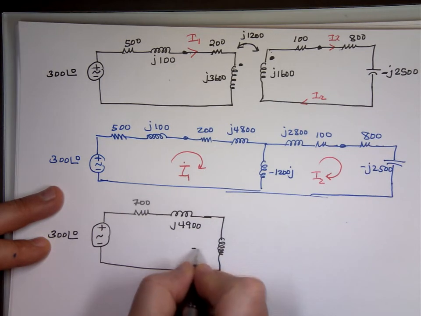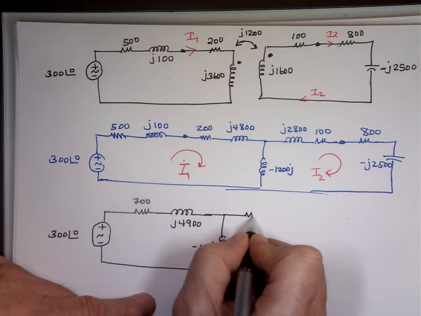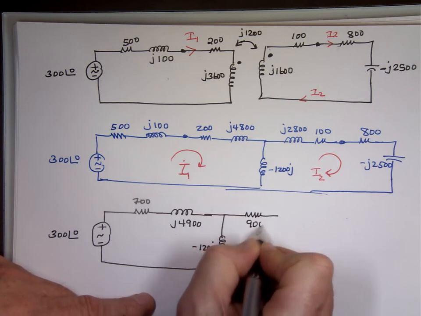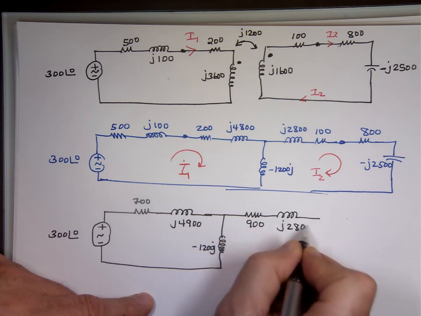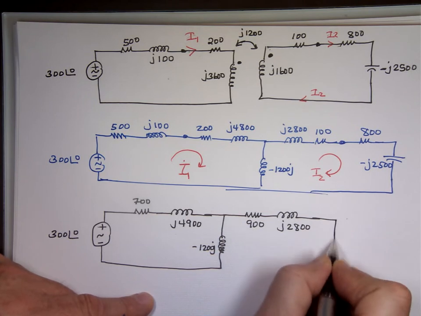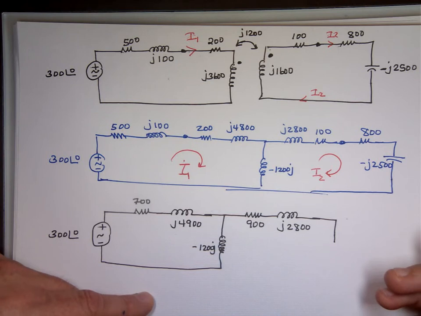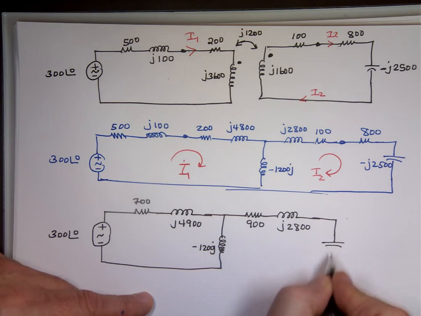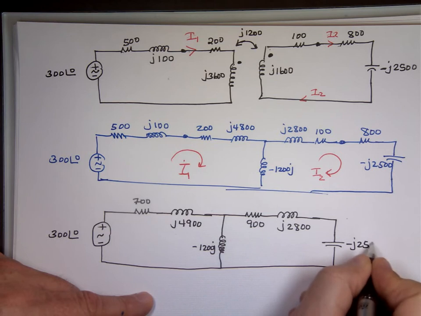Negative 1200 J. $900. J 2800. Which means 300? Which one? Because the J and the capacitor. Well, I was about to leave the capacitor by itself there. But if you want to combine them, you can. I could combine these into J300, yes.